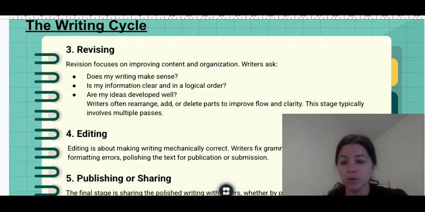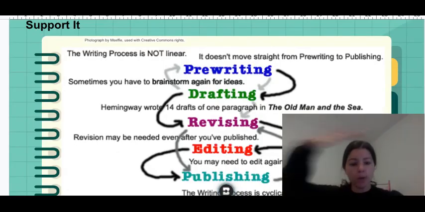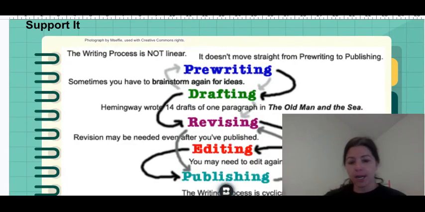And here's just a visual that goes along with helping you understand that writing is a recursive process. It is not linear. It doesn't move straight from pre-writing to publishing. So that means every week you're not going to be following these steps in order. Sometimes you have to brainstorm again for ideas. Hemingway wrote 14 drafts of one paragraph in The Old Man and the Sea.